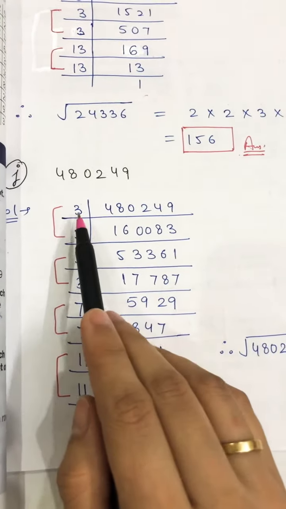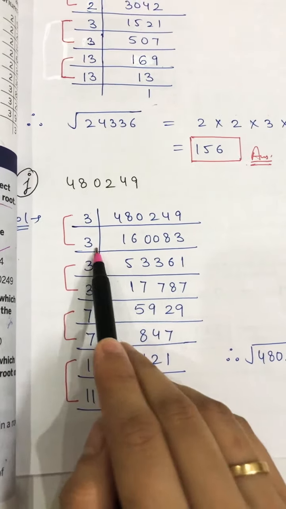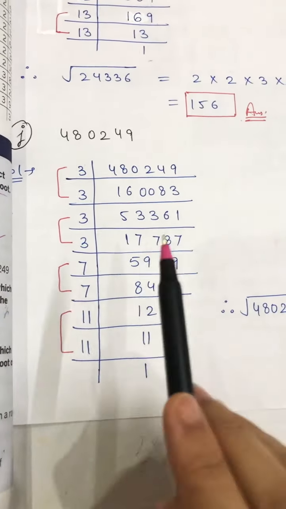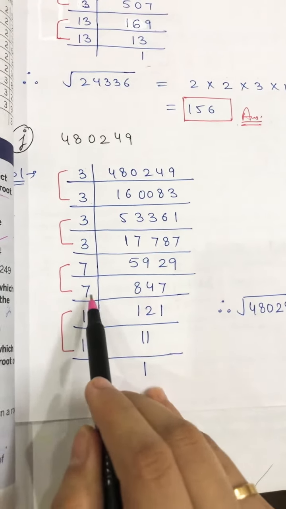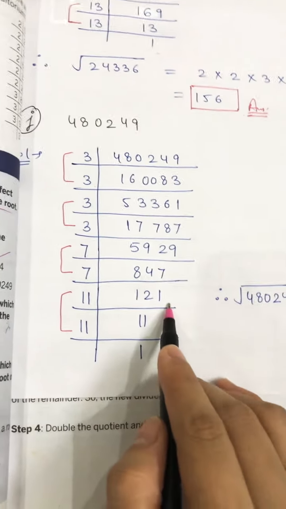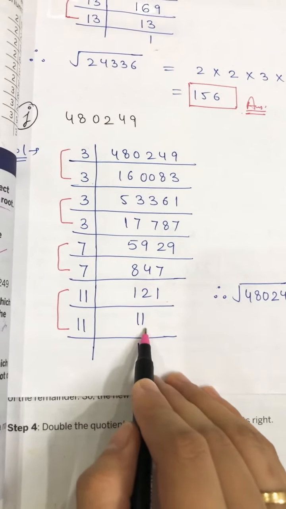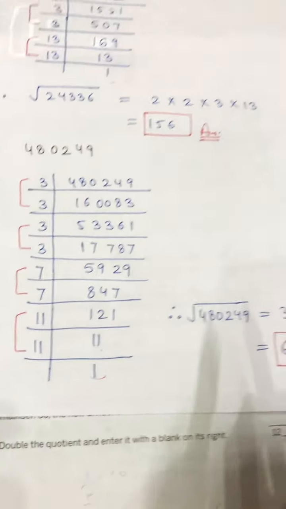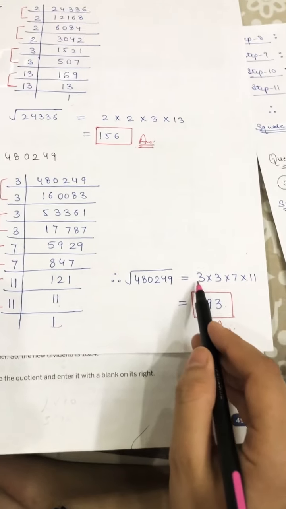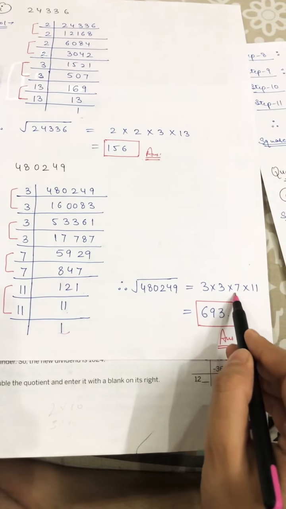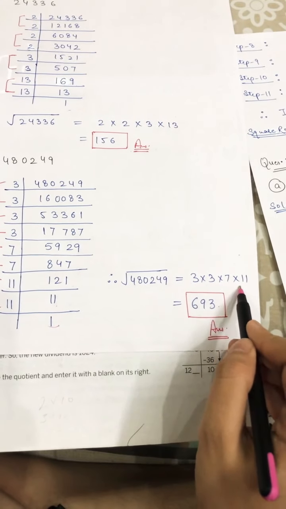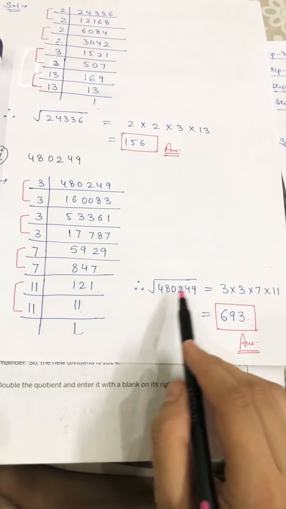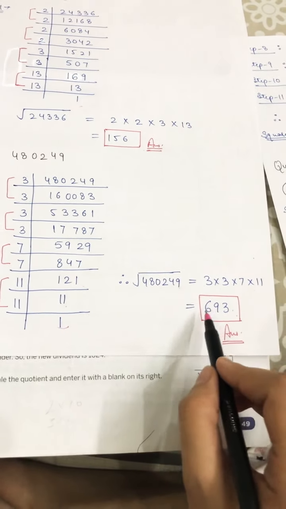Now last is J part. 480249. It will go on the 3 table, then 3, then again 3, again 3. Then it will not go on the 5 table, it will go on the 7 table. Okay, then again on the 7 table, then 121 is left, then it will go on 11. 11 11s are 121, 11 1s are 11. So we are having 1, 2, 3, 4 pairs. Okay, so we'll write here 3 multiplied by 3 multiplied by 7 multiplied by 11. You have to multiply all these numbers, you will get 693. Clear, all of you? So the square root of 480249 is 693.